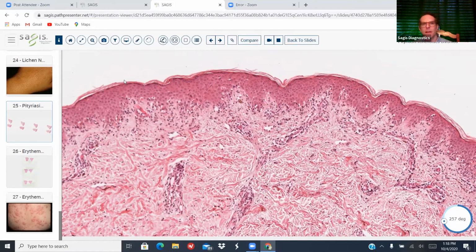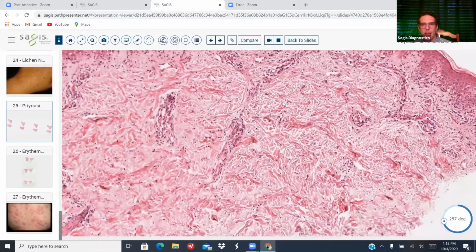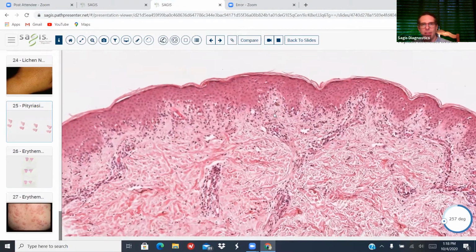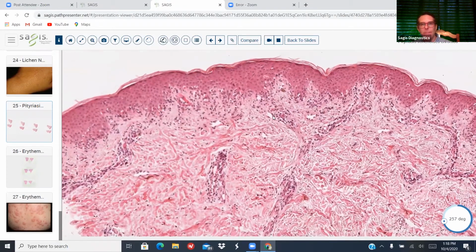The other interesting thing about this is a basket weave orthokeratosis is superficial and deep with pigmentary incontinence. So is this a mild form of fixed drug eruption? Is this erythema multiforme that usually doesn't have superficial and deep? But it turns out that this was labeled as Pityriasis lichenoides chronica.